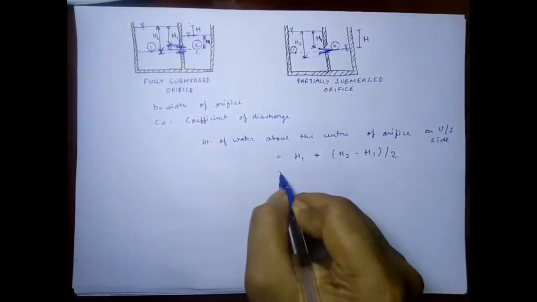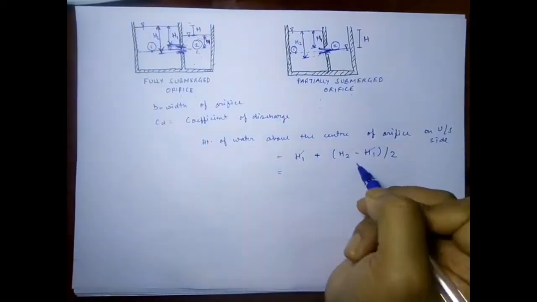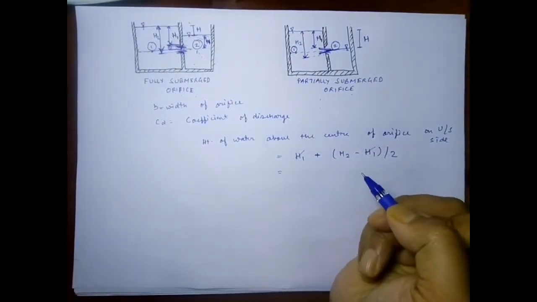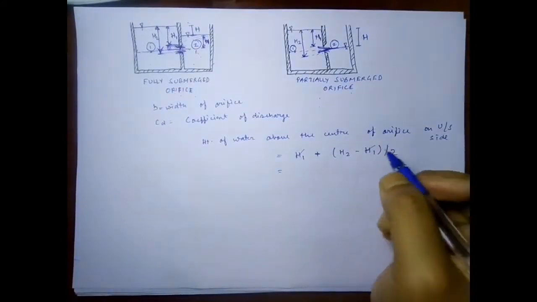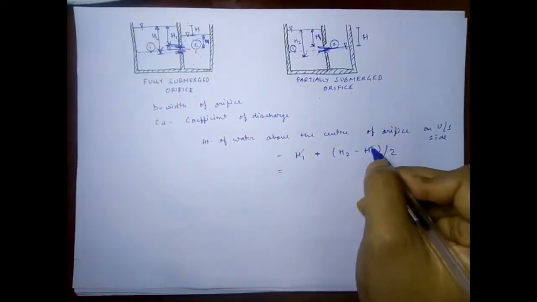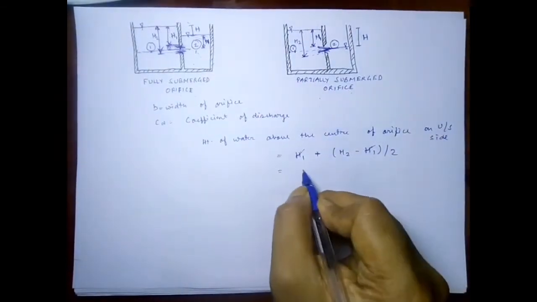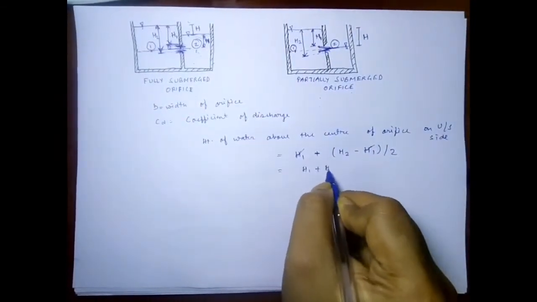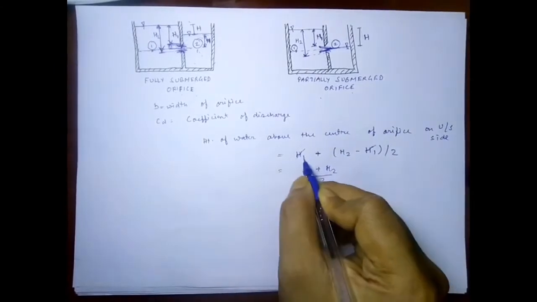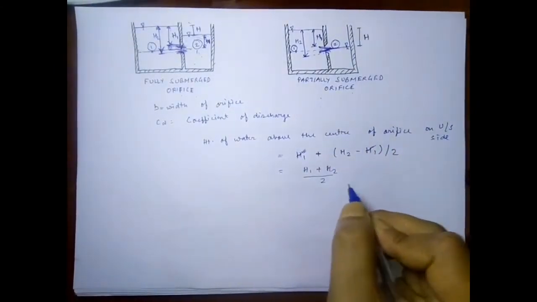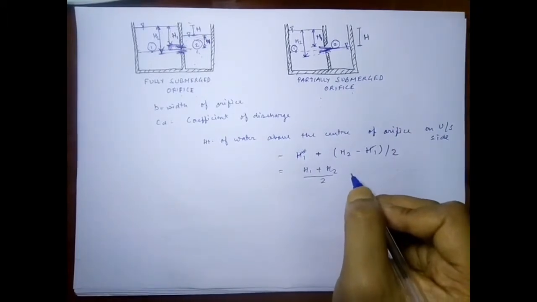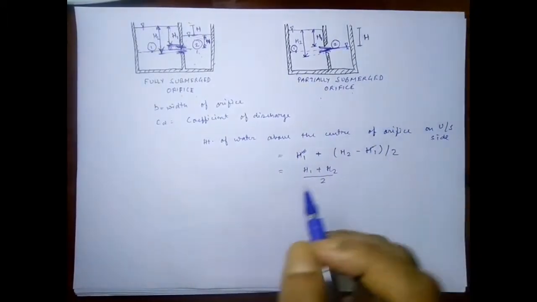So on simplifying this one, H1 and minus H1 by 2 will get cancelled. Sorry, no, sorry, it will be H1 plus H2 by 2. One half of H1 will get cancelled. It will be H1 plus H2 by 2. And this is the height of the water above the center of orifice on upstream side.